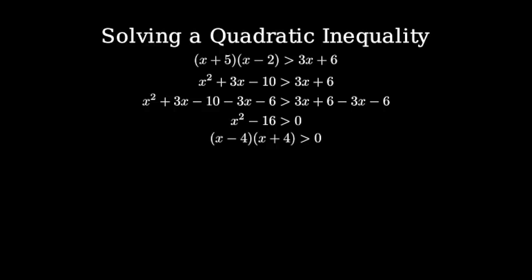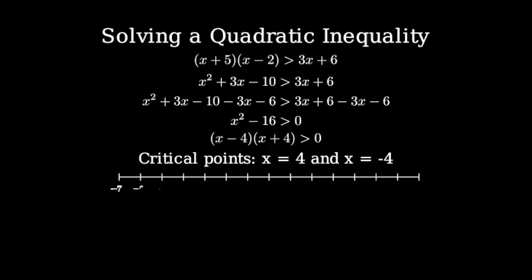So our inequality becomes (x − 4)(x + 4) > 0. To solve this inequality, we need to find the values of x for which the product of the two factors is positive. The critical points are the values where the expression equals 0, which are x = 4 and x = −4. Let's visualize this on a number line. We mark −4 and 4. These points divide the number line into three intervals: x less than −4, x between −4 and 4, and x greater than 4.